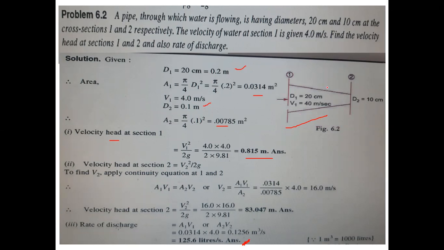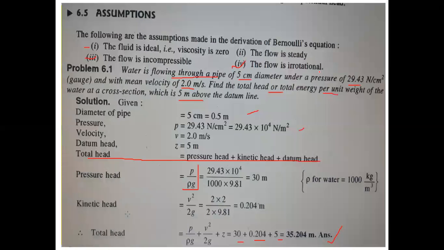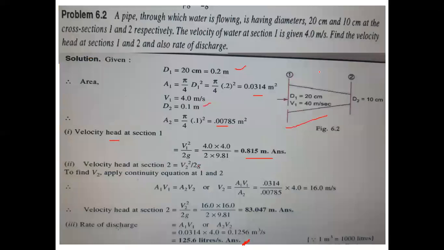Did you understand the problem so far? Hope you understood this small simple problem. So in fluid dynamics, 90% we will get a big problem, or a question like how to derive the Bernoulli's equation will come, right? Next, the third one.